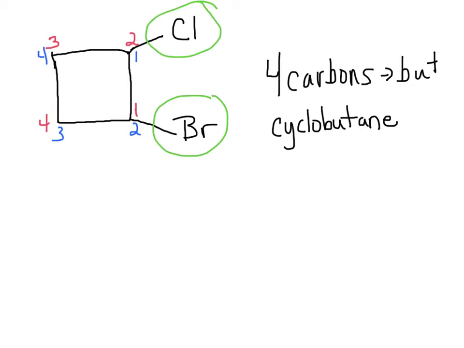So I have my bromo group and my chloro group. If I look at the blue numbering, I see that chlorine is at carbon 1 and bromine is at carbon 2. If I look at the red numbering, I see bromine at carbon 1 and chlorine at carbon 2. Now, when I look at the numbers of the substituent groups, what I see is that either way, it's going to be 1 and 2 for my substituents.